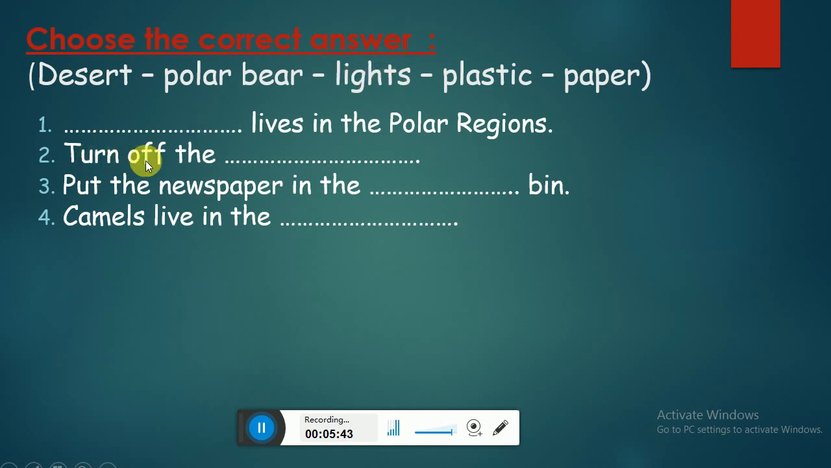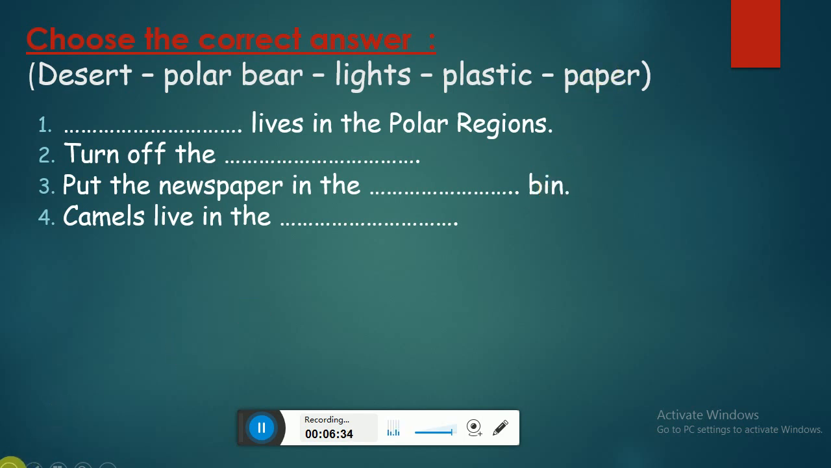Number three, put the newspaper in the bin. Bin here is like a recycle bin. So we have two options, either to use the plastic bin or the paper bin. Yeah, so I think the newspaper is to be reused. After that, we have to keep it. Okay, keep it where? In the paper bin. This bin is only used for keeping paper. Okay.